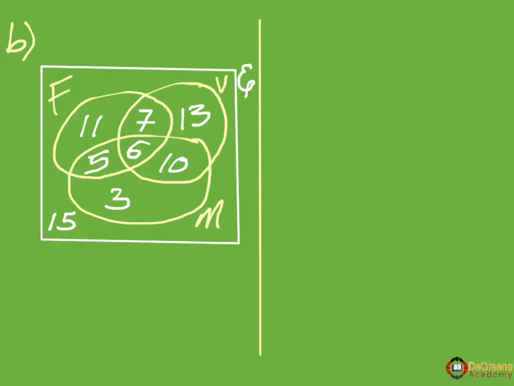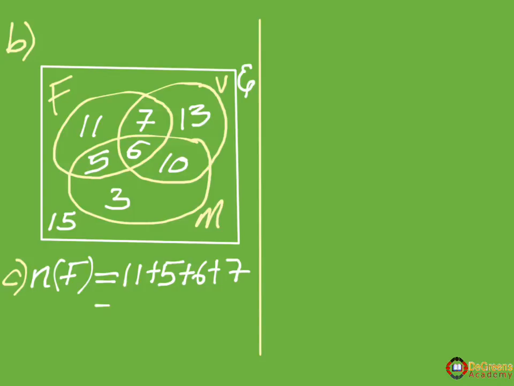Now, we are told that hence we should determine the number of times the patient ate fish, meat and vegetables, meat and fish only, vegetables only. Hence means from what you have done. So C, the number of times a patient ate fish, will simply be the sum of all those values within the circle for F. So it's the same as the cardinal number of F, which is equal to 11 plus 5 plus 6 plus 7, which will give us 29.